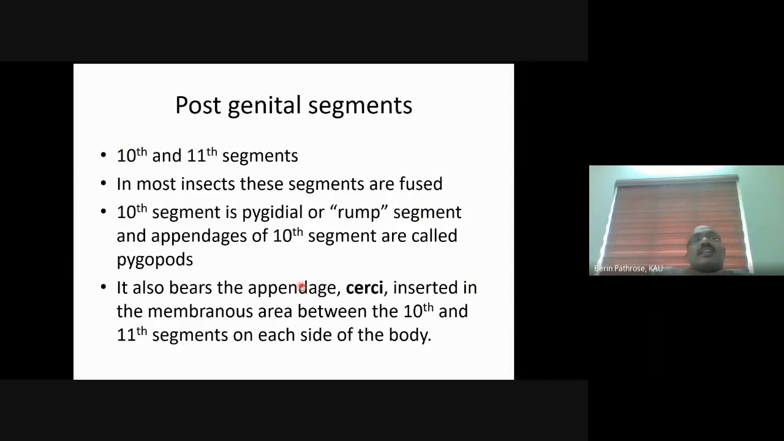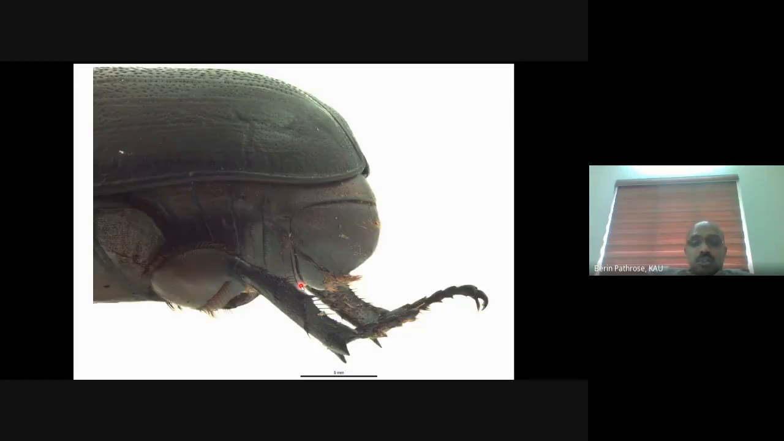Before discussing the genital segments, which we won't discuss in detail now but at last, we will discuss the post-genital segments. These post-genital segments, I told you, are the 10th and 11th segments. In most insects, these two segments are fused together. The 10th segment is in many insects called the pygidium or rump segment. I will show you. See, this is the posterior side of the beetle, and you can see this is the 10th segment.